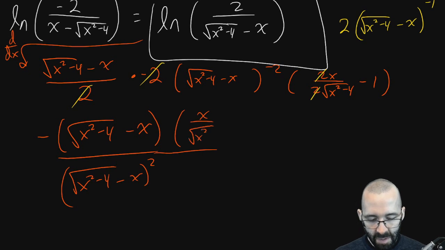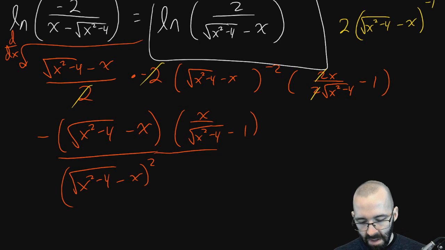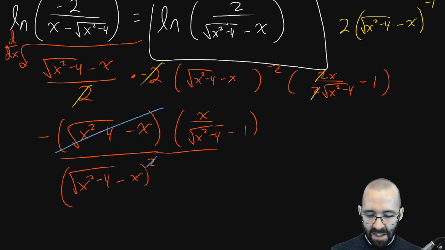X over the square root of x squared minus 4, minus 1. So all of this cancels with one of these. And then hopefully other stuff cancels. So a couple ways of doing this. Let's get rid of complex fractions.